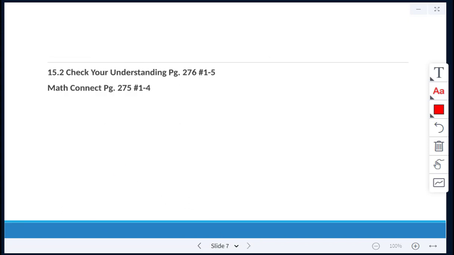All right, so there is Math Connect questions 1 to 4, which will look at impulse calculations. And then there's also the 15.2 check your understanding questions on page 276.